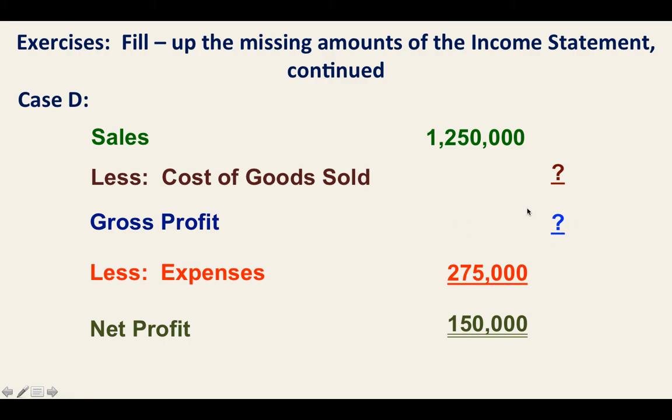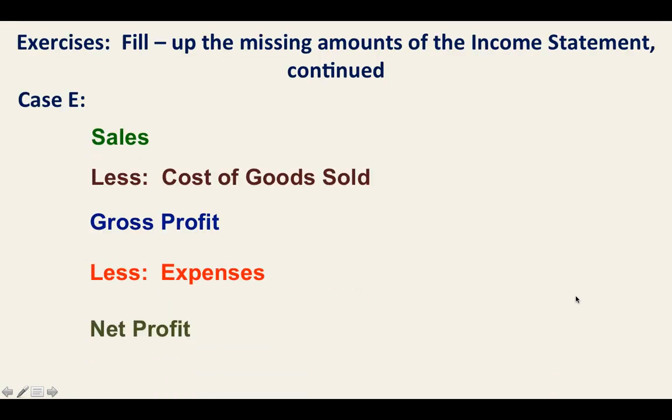Here, by the way, you cannot compute cost of goods sold because gross profit is missing. So we need to find out first the gross profit. To find the gross profit, we have to add expenses and net profit. So in this case, the amount is 425,000. If we were able to find out 425,000, we can deduct this from 1,250,000. That will give you 825,000.